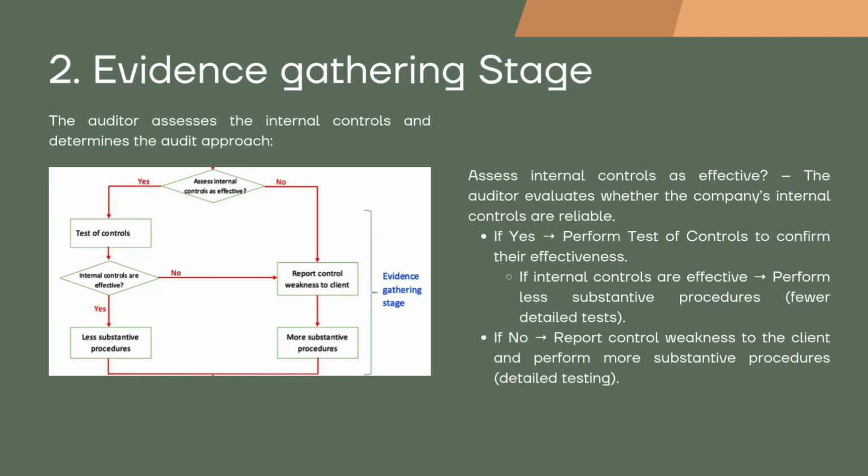The second stage of audit process will be evidence gathering stage. The auditor will assess the internal controls as effective or not effective. The auditor evaluates whether the company's internal controls are reliable. If yes, they will perform tests of controls to confirm their effectiveness. If internal controls are effective, they will perform less substantive procedures. If not, they will report control weakness to the client and perform more substantive procedures.